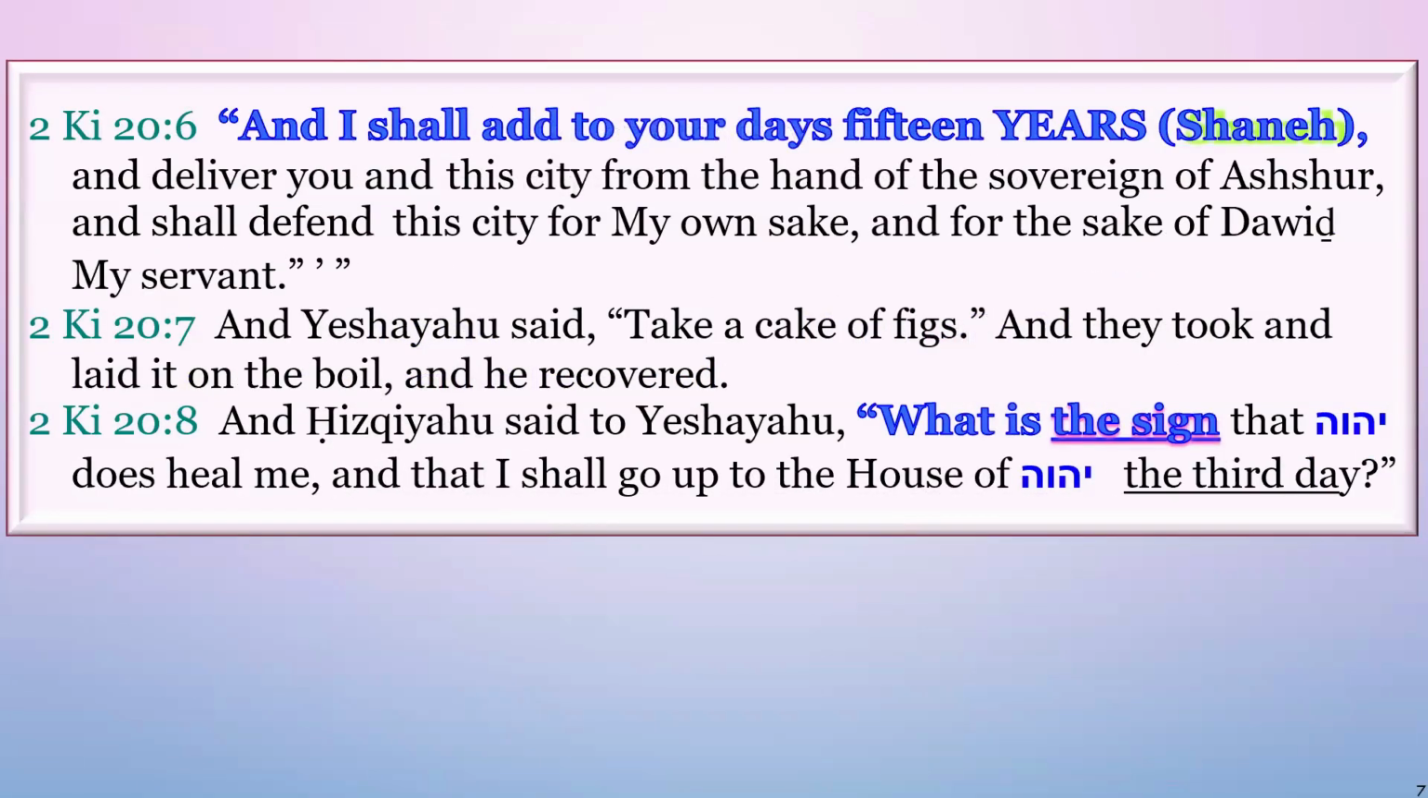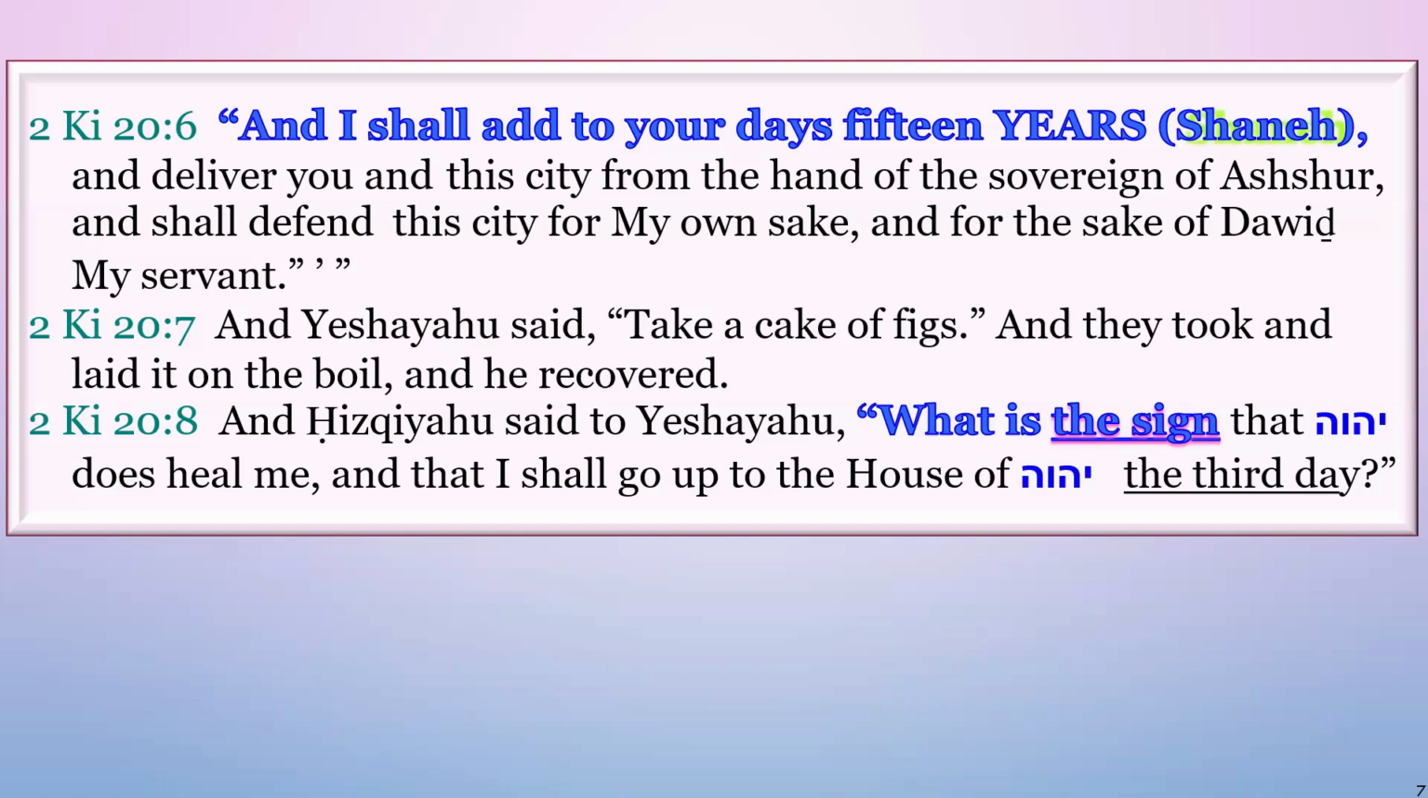Verse 6. And I shall add to your days 15 years, Shoneh. I want you to notice the word years is emphasized. Very, very important. Very clear calendar lingo right here. Why did I emphasize it with Shoneh? Because the lunar calendar cannot be Shoneh. The Dead Sea Scroll calendars with a 364-day year cannot be Shoneh. And yet in this scripture, it's written that Yahuwah is going to add 15 Shoneh onto the life of Hezekiah.